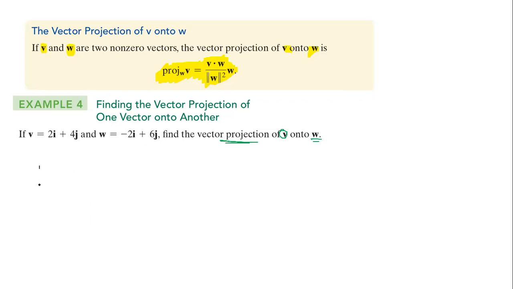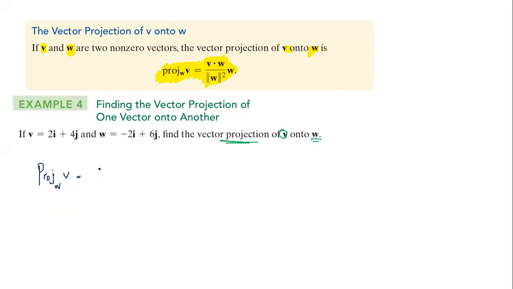Okay, at first we'll find V dot W. It will be negative 4 plus 24, so it will equal 20. We will write it like this: projection of V onto W, V on top and W below.